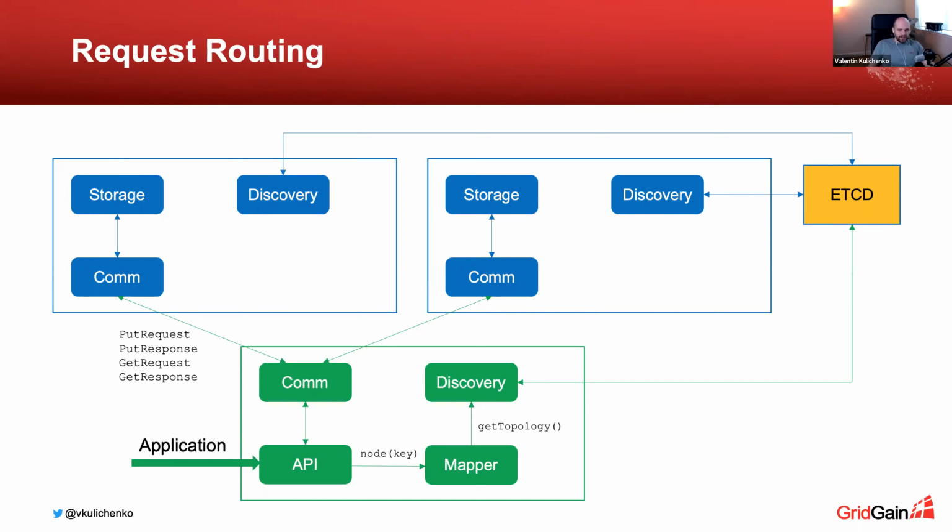So the question is, what is that magic that happens within the mapper? So how would mapper decide which node to choose for a certain key? And of course, the requirement is that this decision must always be consistent, right? So if we invoke this node function on the mapper multiple times for the same topology, and for the same key, it always has to give us the same result.